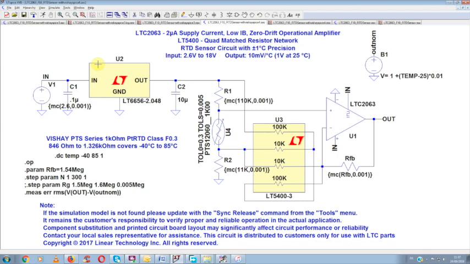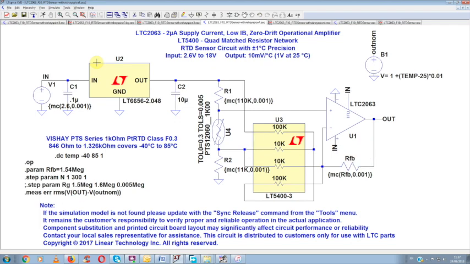Then we can push the fine-tuning further and give to all circuit elements a Monte Carlo tolerance. For the RTD, we will use a tolerance of plus or minus 0.3 degrees C at 0 degrees C and a tolerance on the slope of 5 millikelvins per degree C. For the fixed resistors, let's adopt a tolerance of plus or minus 0.1%.